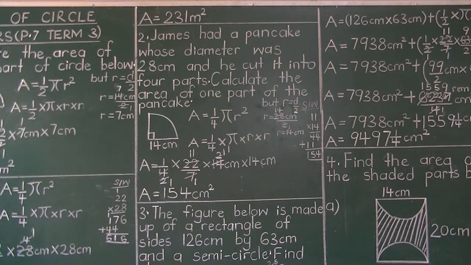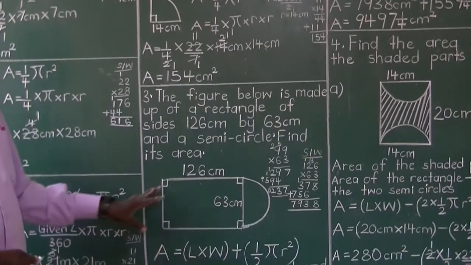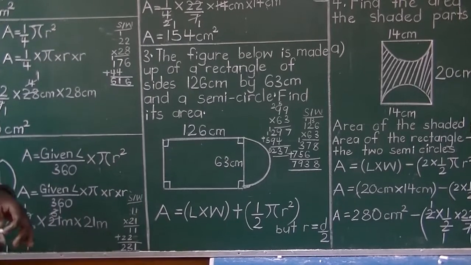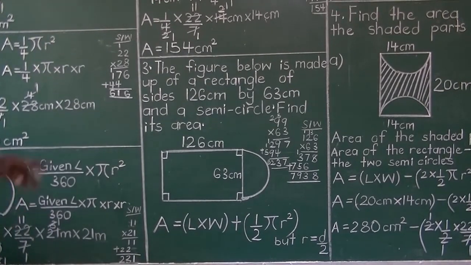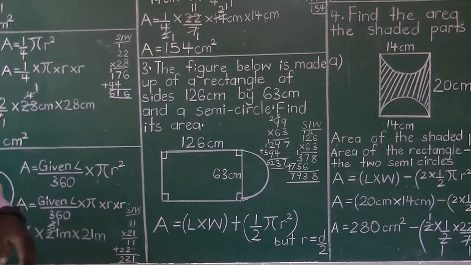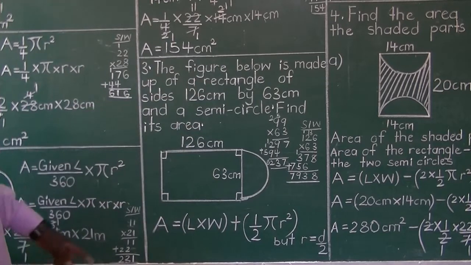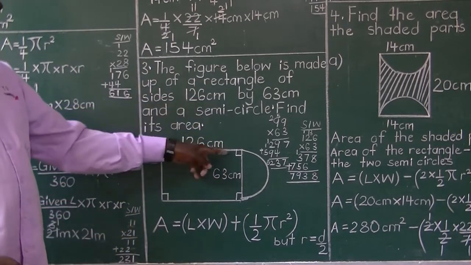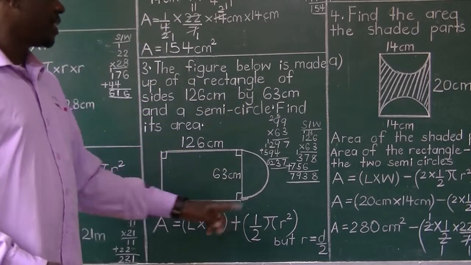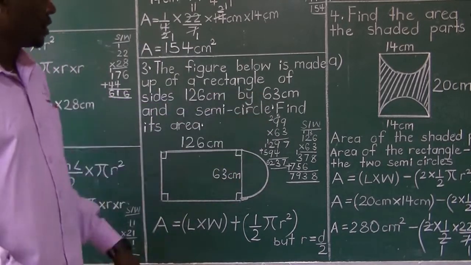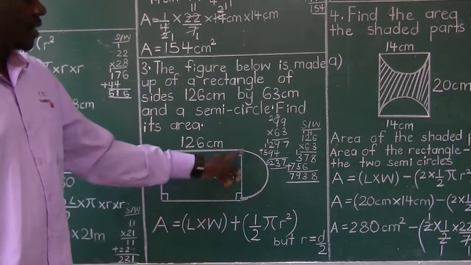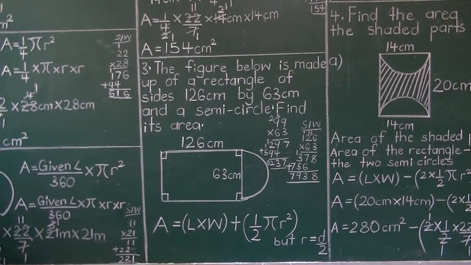As we look at the next number, that's number 3. Number 3 is bringing words, describing a particular figure where you find there is one of the circle sectors, either a circle, a semicircle, or a quadrant. The figure below is made up of a rectangle of size 126 centimeters by 63 centimeters, meaning this is length, this is width. The length of that rectangle is 126 centimeters and the width is 63 centimeters.